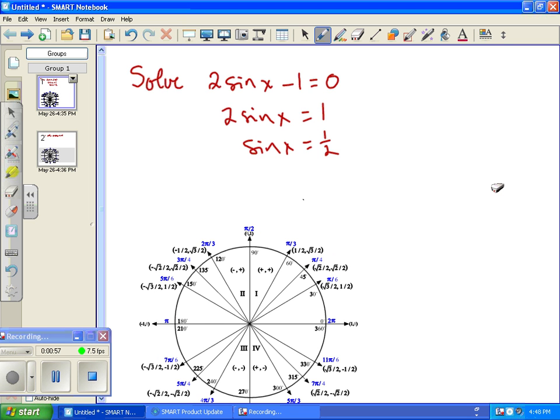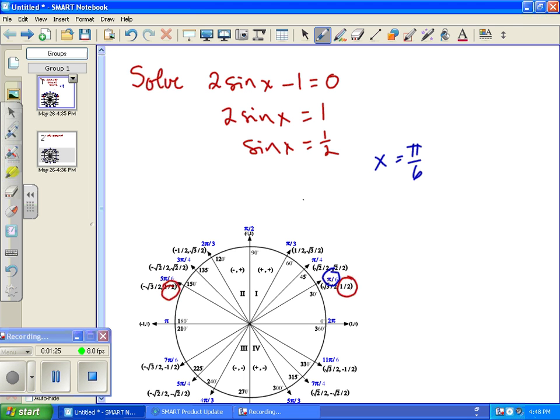As we look at the unit circle, notice that there are 2 places where the sine of x is positive, and where it's a positive 1/2, and that's right here and right here on the unit circle. It's in the first and second quadrant because that's where sine is positive. So we look at those angles. The first angle is x equals pi over 6.